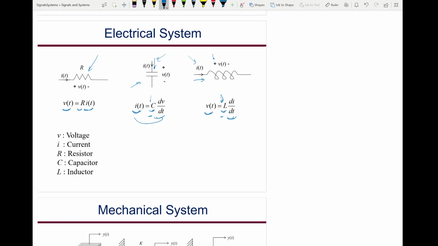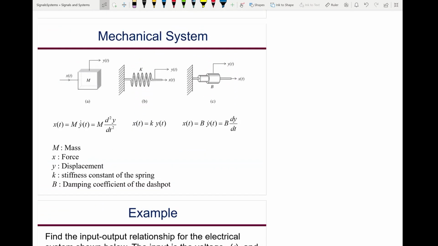Let's look at the mechanical system. In a mechanical system, you have a mass, and the input can be x of t, which is a force pushing this mass. Then a displacement will happen, which is y of t. So now the relationship between x of t, the input, and the output y of t is this one. x of t, the force, equals mass times acceleration. And acceleration is just the second derivative of displacement, which is this. These two dots mean second derivative.